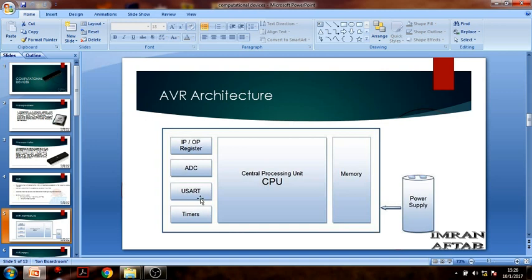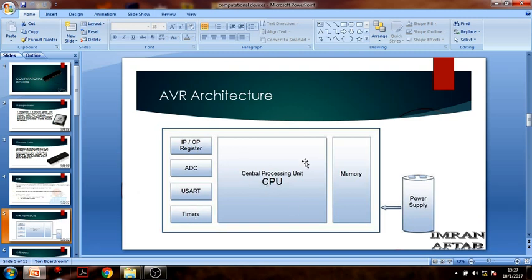We will discuss these peripherals in detail in the next videos. We have timers, which are generally used for calculating time or making delays. Maybe you have heard about the ultrasonic sensor, or a radar. In that case, we need to calculate how much time is taken to send the signal and receive it back. So in that case, we can use timers.